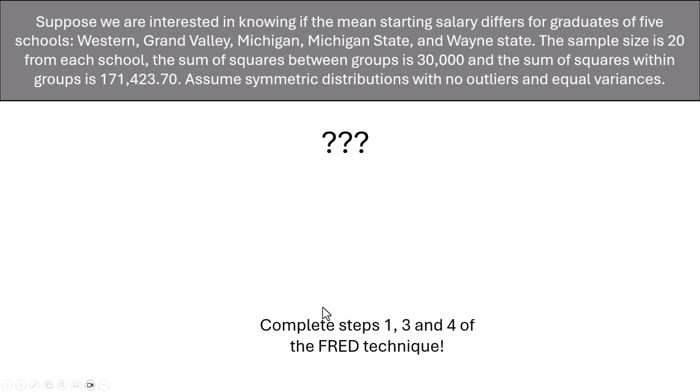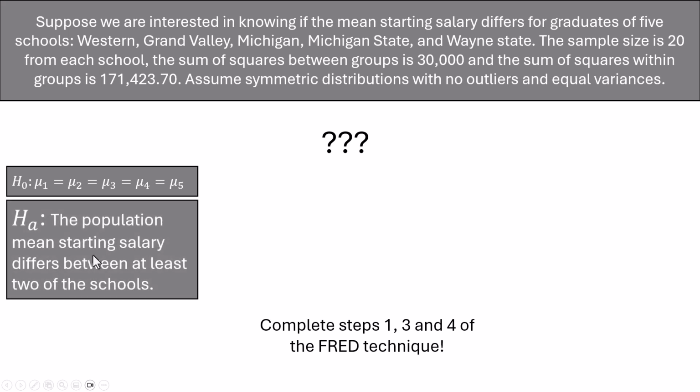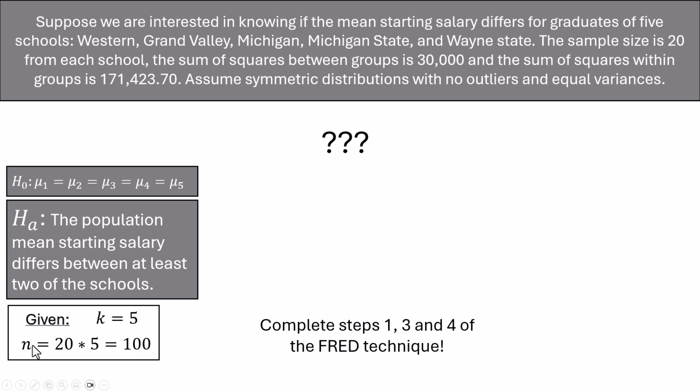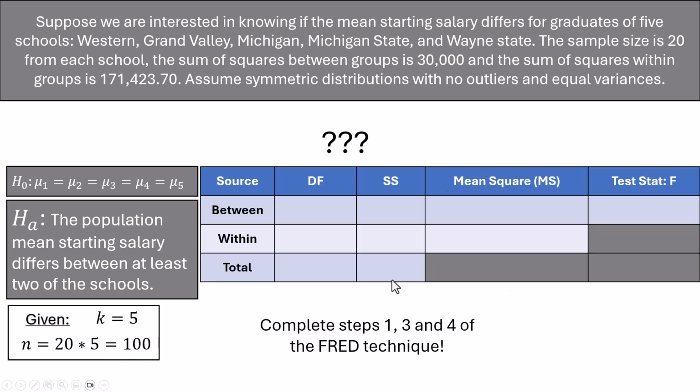Okay, assuming that you paused the video and gave this a shot, I'm going to set up a few of the parts here. I'm going to set up the null and alternative hypotheses. The null hypothesis is that the 5 means are equal to each other. And the alternative is that the population mean starting salary differs between at least 2 of those schools. We are given that the k value is 5. We have 5 means. And the n value, the total sample size, is 20 for each of the groups, times 5 groups, is 100. And then we'll have to fill in the table.